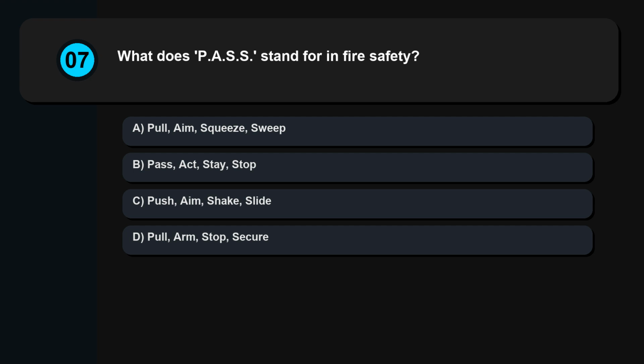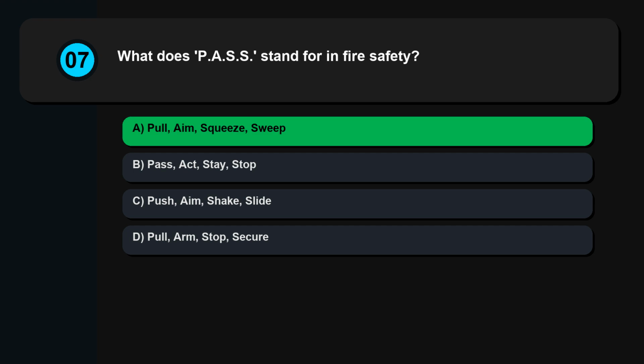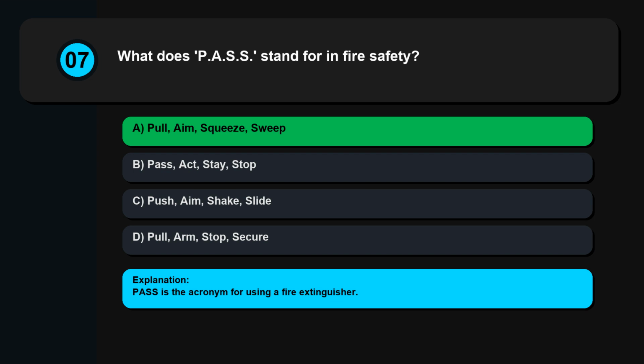Question 7. What does PASS stand for in fire safety? Pull, aim, squeeze, sweep. Other options: pass, act, stay, stop; push, aim, shake, slide; pull, arm, stop, secure. PASS is the acronym for using a fire extinguisher.